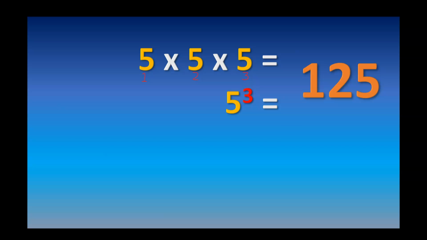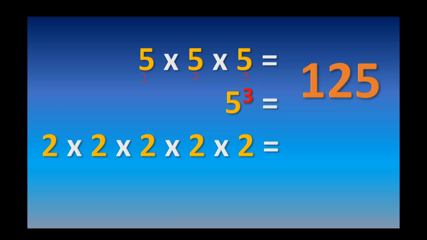Let's look at another example. 2 times 2 times 2 times 2 times 2. So we're going to write down the number 2 5 times, and that gives us the answer 32. How do we simplify this into an exponent? We write the number 2 as our big number, our base, and then up on the right-hand shoulder, slightly smaller, we write how many times we're going to multiply the number 2. In this case, 5. 2 to the 5th power is 32.